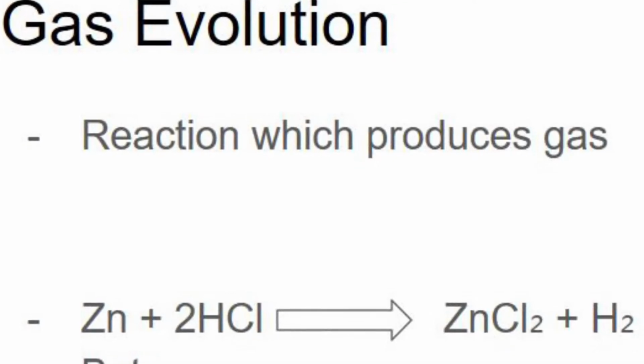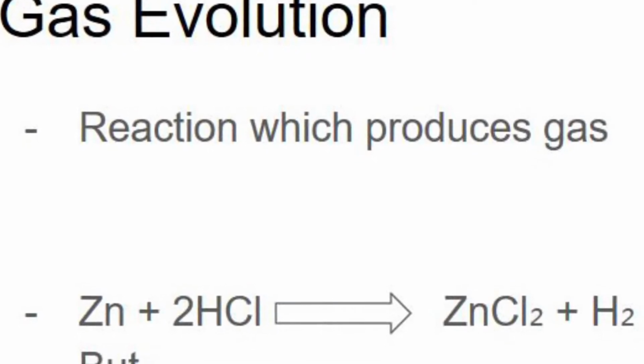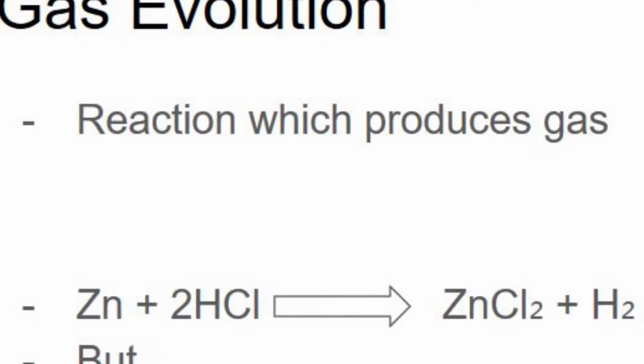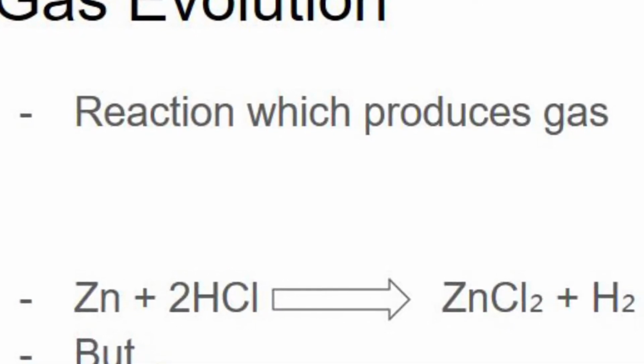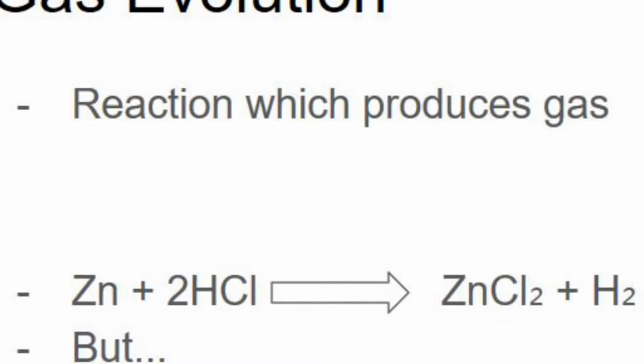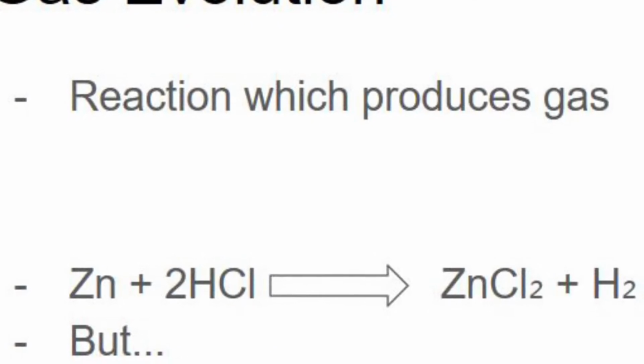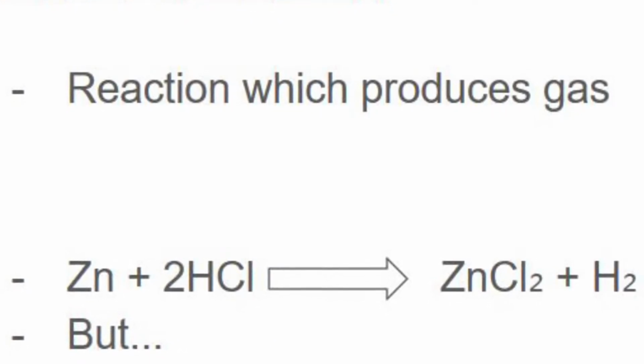Gas evolution happens when a reaction creates a product in the gaseous phase. We can see it in a number of chemical reactions, such as that between zinc and hydrochloric acid to make hydrogen gas. But there's an even more spectacular chemical reaction that demonstrates this concept particularly well.